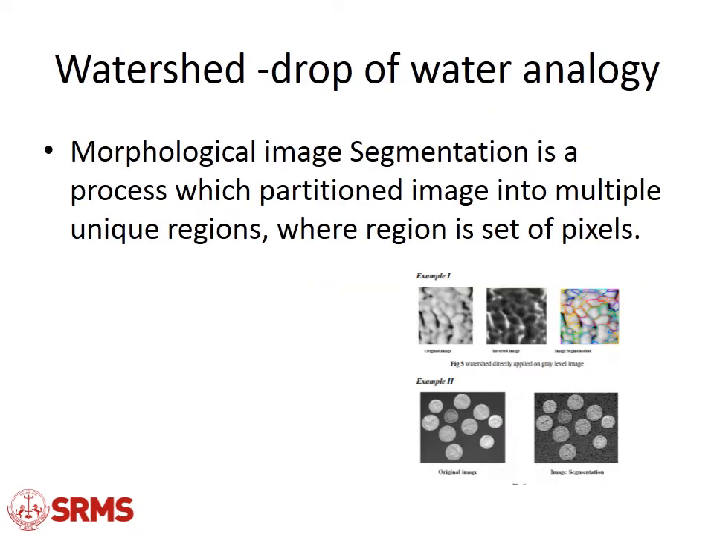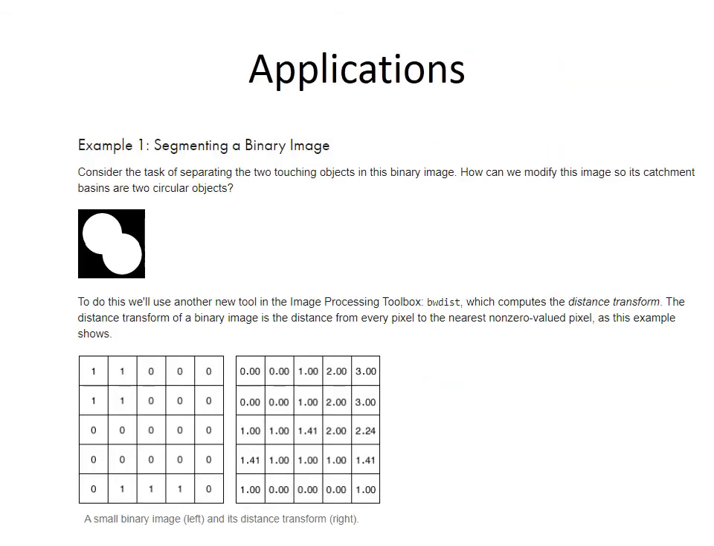Now the watershed drop of water analogy can be understood from the figure, which shows the watershed directly applied on a gray level image. They have extracted the boundaries, the edges, with different colors of RGB values. In the original image, they have performed image segmentation using the morphological watershed algorithm. Also, morphological image segmentation is a process which partitions an image into multiple unique regions, where a region is a set of pixels and the boundary as well.